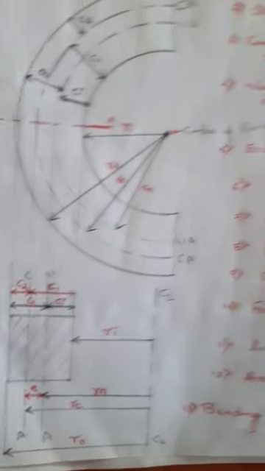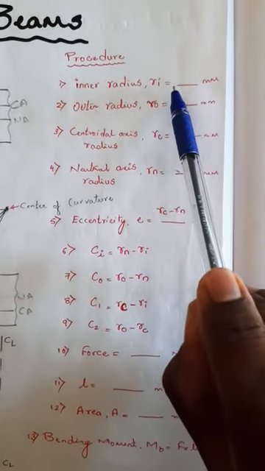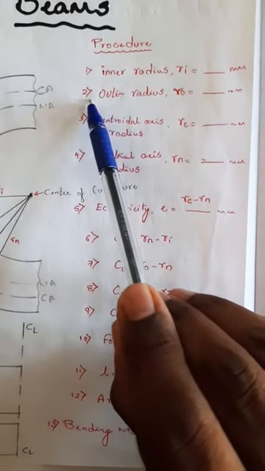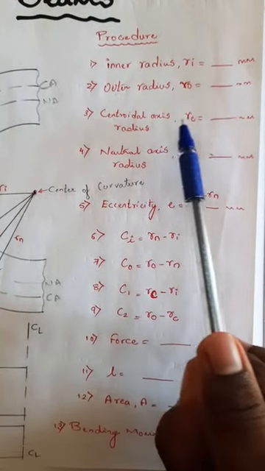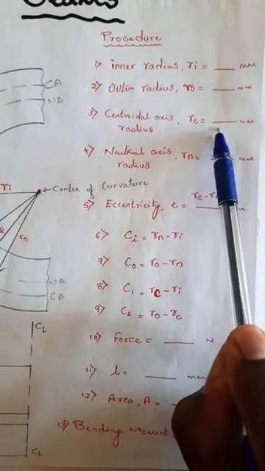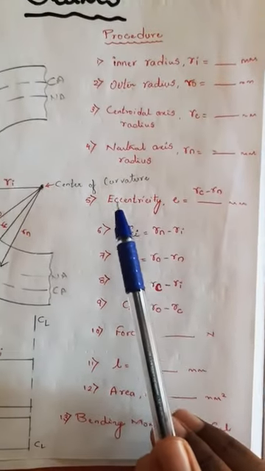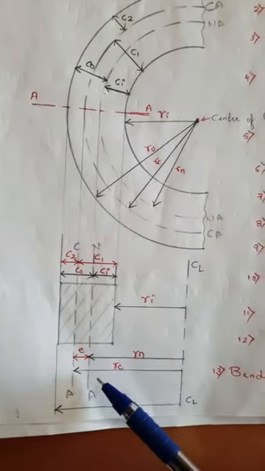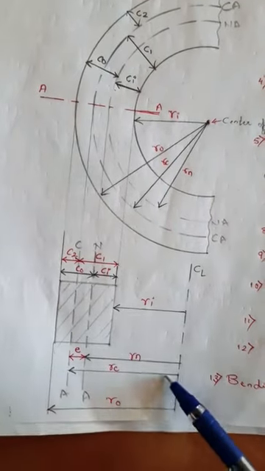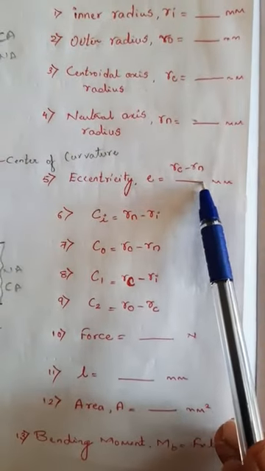Now the procedure. First we need to find the inner radius Ri, which will be given. Then based on the dimensions, find Ro. Then the centroidal axis Rc. Then the neutral axis Rn. We have formulas for these two. Then eccentricity is the difference between Rc and Rn. So here in the figure, Rc minus Rn is e, the eccentricity. So e equals Rc minus Rn.